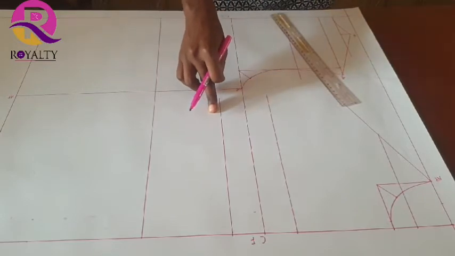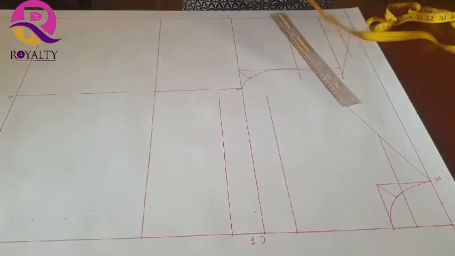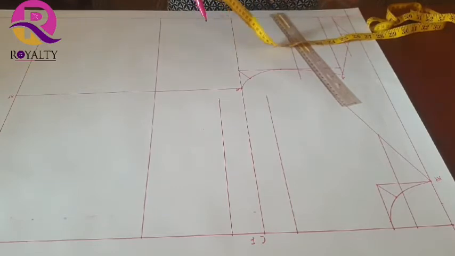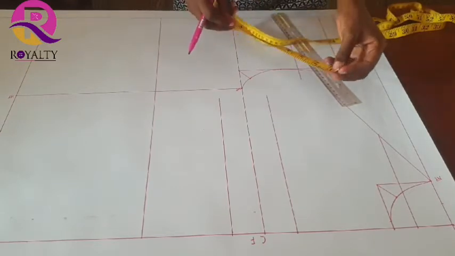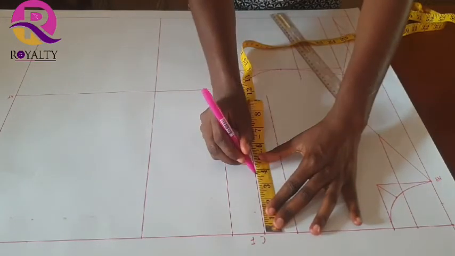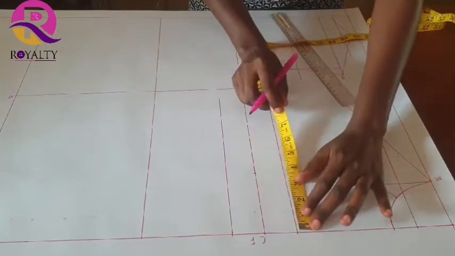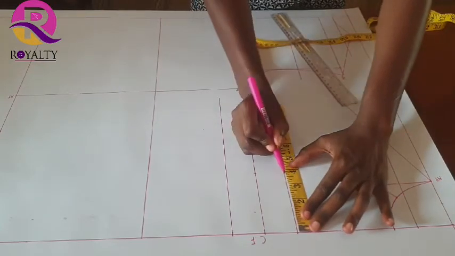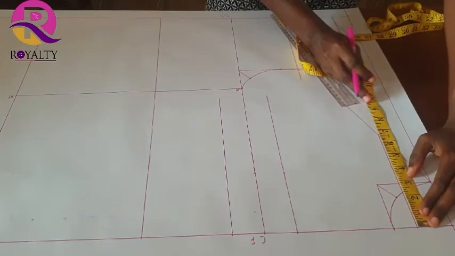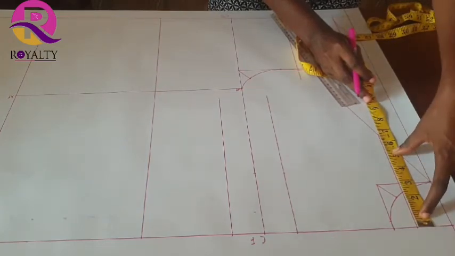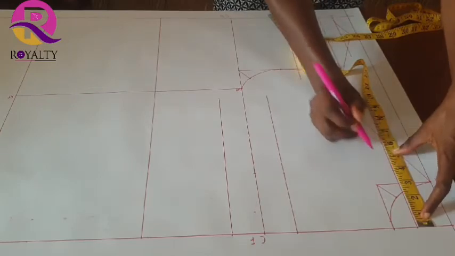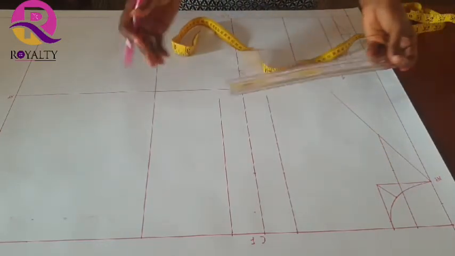The next thing I'm going to be doing is to insert half of your nipple to nipple measurement. My nipple to nipple measurement is 7.5, so half of it gives me 3.75. So on the armhole depth line, I'll measure my 3.75. On the chest line as well, I can also measure my 3.75. Then at the shoulder seam line, the shoulder slope line, I can just measure my 3.75. This is just to ensure that I have a straight line.